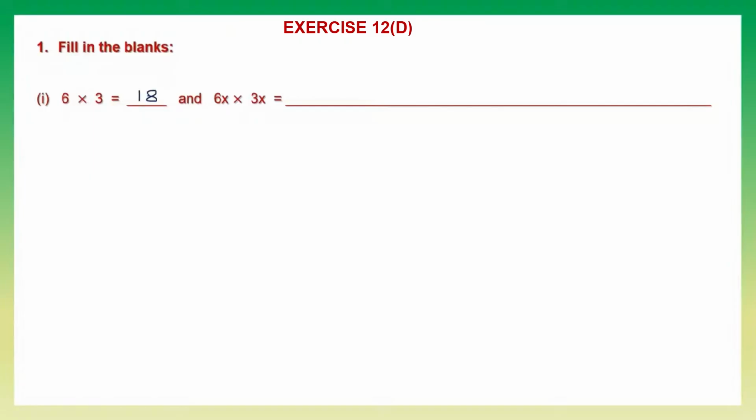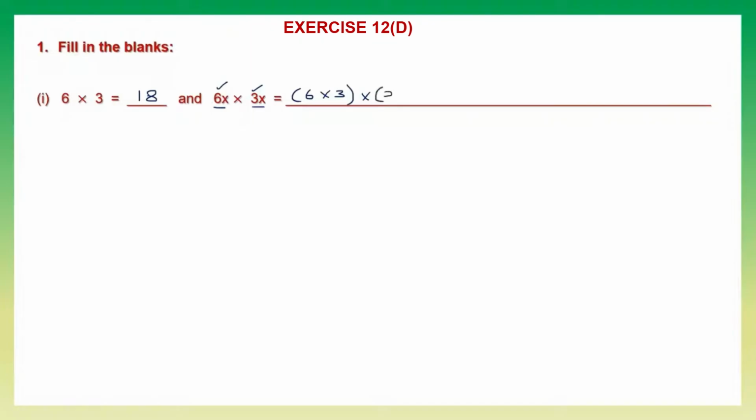Now we have two monomials here, 6x and 3x. When we multiply monomials, we take only the numerical coefficient first. That means 6 and 3. So let's take only that 6 into 3. So first we take this. Then we take the literals. What are literals? The letters like X, Y, Z, A, B, C, all those are literals. So now we take the literals.